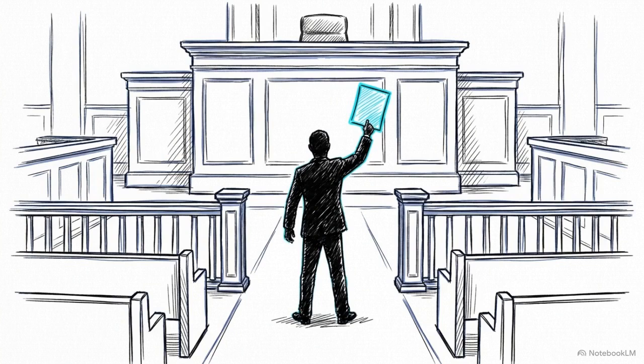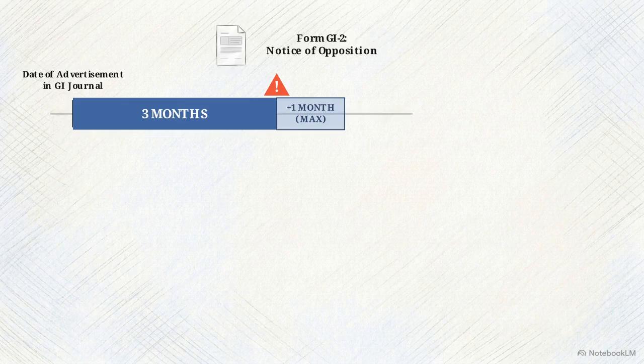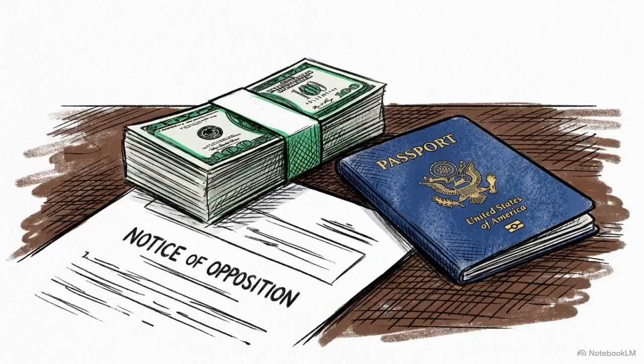Under Section 14, any person may file an opposition to the application. There is no requirement to prove specific locus standi. The opposition period is 3 months from advertisement, extendable by 1 month if applied for before the initial period expires. The opposition notice is filed on Form GI-2. The applicant then has a 2-month window to file a counterstatement, otherwise the application is deemed abandoned. Section 14, subsection 6, also permits the registrar to require security for costs from parties that do not reside or carry on business in India.